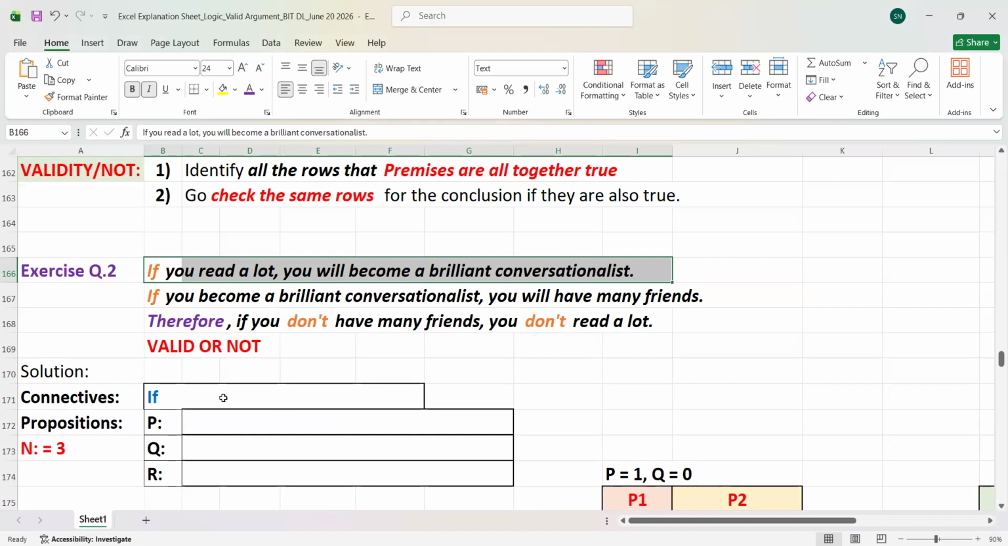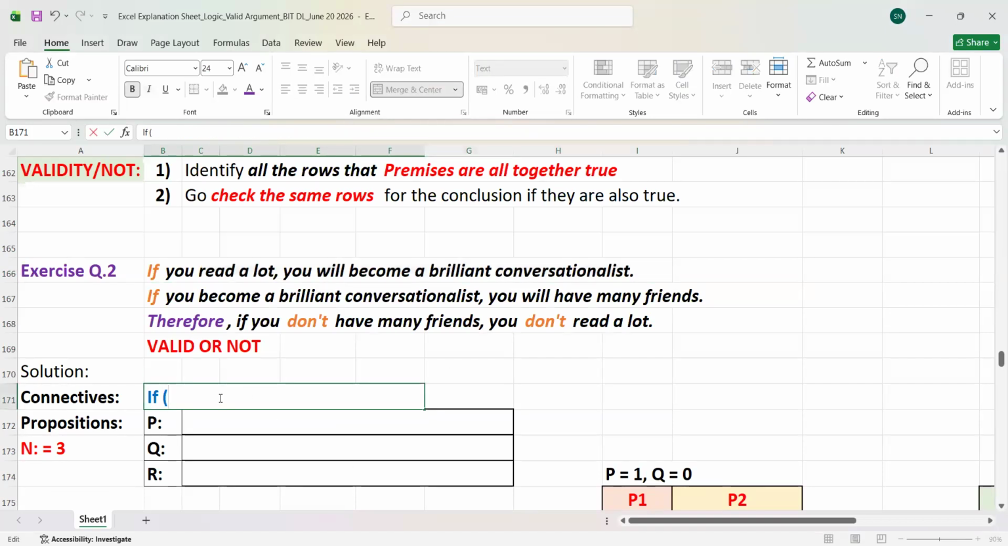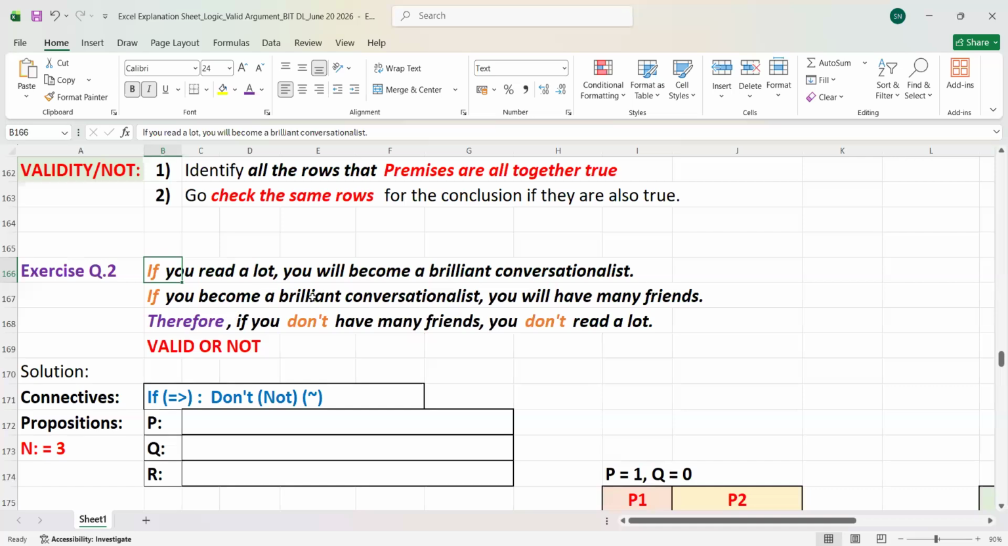Okay, so now if is a connective and the symbol is implication. Now there's one more connective. What connective is that? Don't. Thank you. So don't, and don't is what connective? Let's be sure everybody is on the same page. What word? Not. Yes, not. Which means that you are dealing with negation. So all we need to do is take away this if and don't.